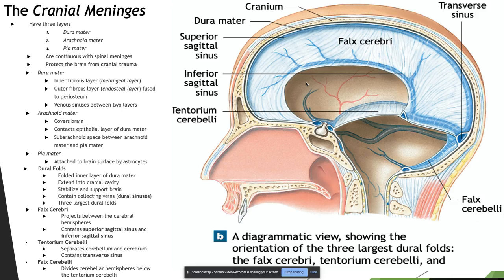So the layers that make up the cranial meninges, the cranial dura mater, the arachnoid mater, and the pia mater, are continuous with the spinal meninges. However, the cranial meninges have distinctive anatomical and functional characteristics. The dura mater consists of an outer layer and an inner fibrous layer. The outer layer is fused to the periosteum of the cranial bones. As a result, there is no epidural space superficial to the dura mater, as occurs along the spinal cord.